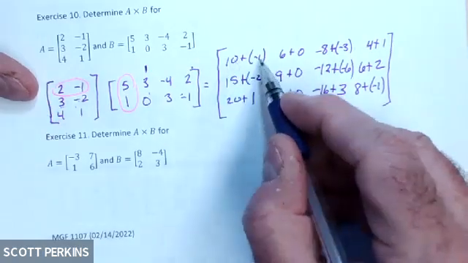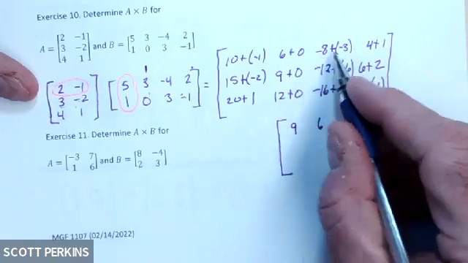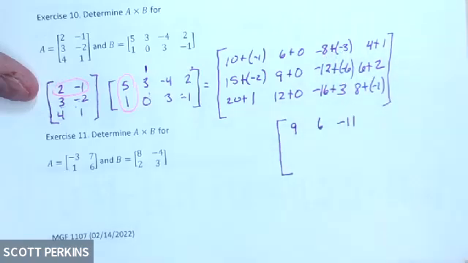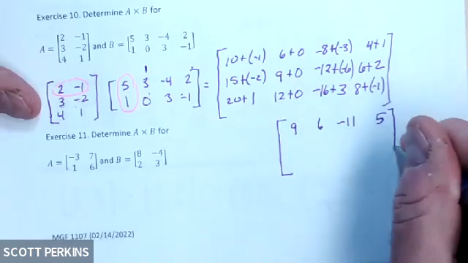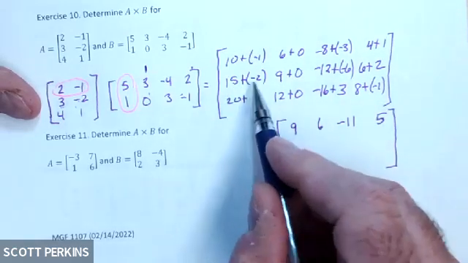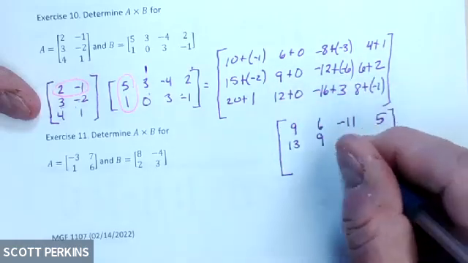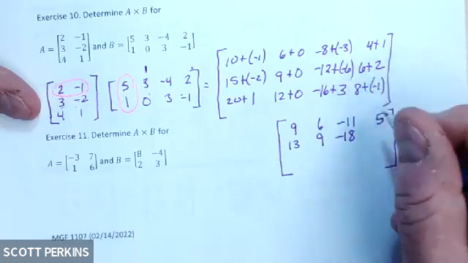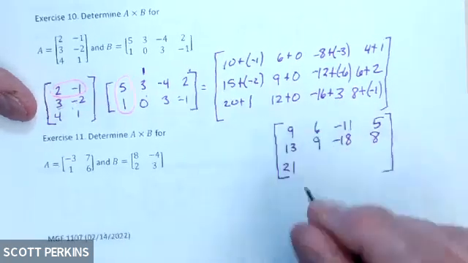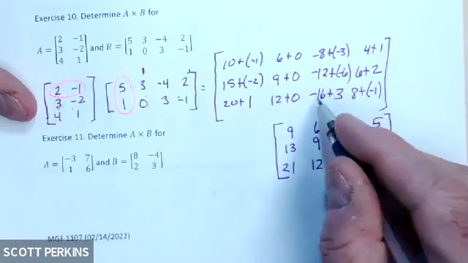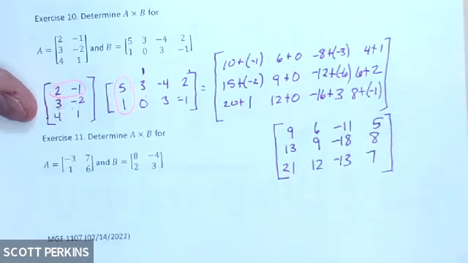So 10 plus -1 is 9. 6 plus 0 is 6. -8 plus -3 is -11. 4 plus 1 is 5. Almost wrote 4, but I caught myself. 15 plus -2 is 13. 9 plus 0 is 9. -12 and -6 is -18. 6 and 2 is 8. And last but not least, 20 plus 1 is 21. 12 and 0 is 12. -16 and 3 is -13. 8 plus -1 is 7. And there we go.